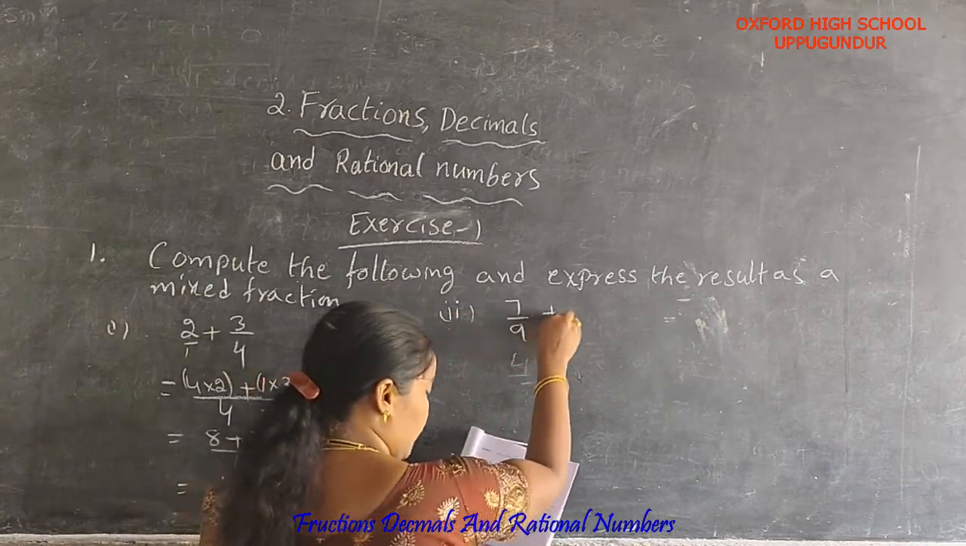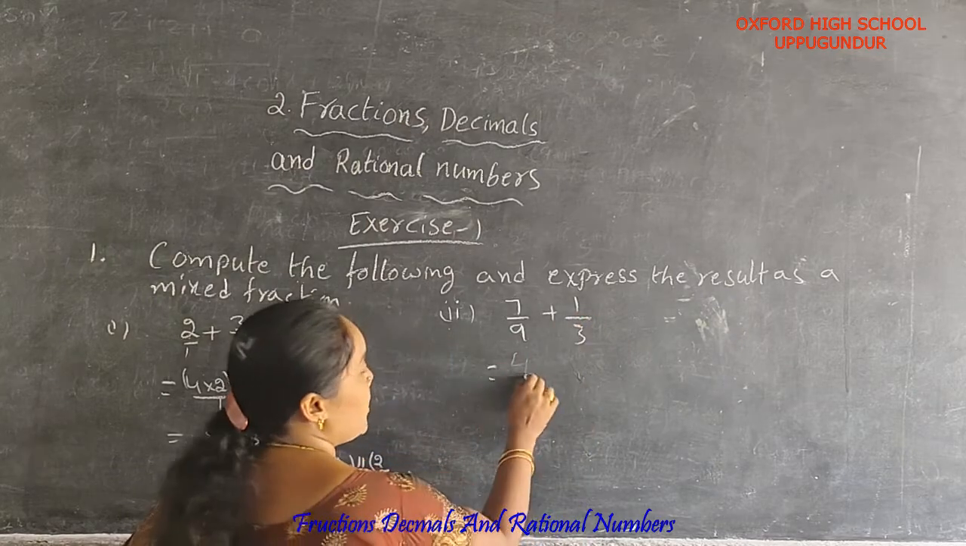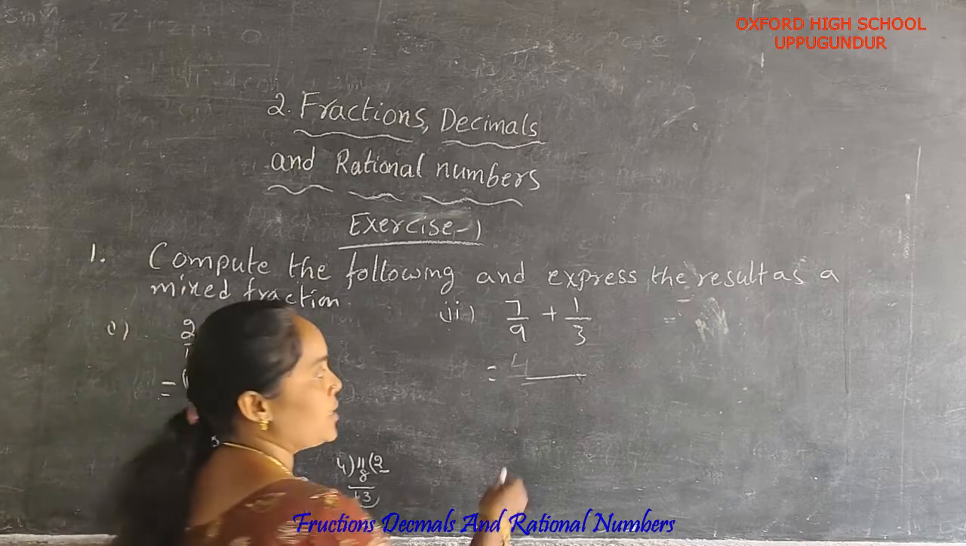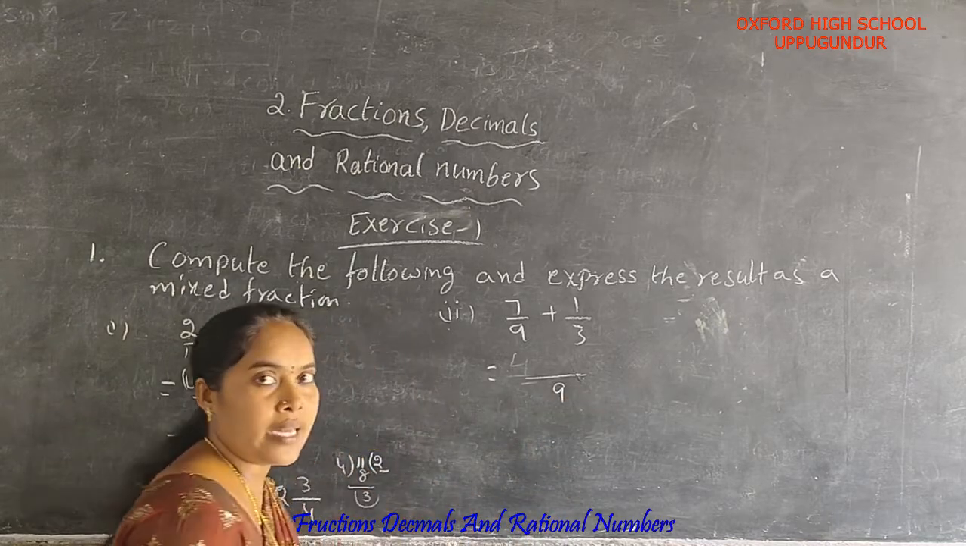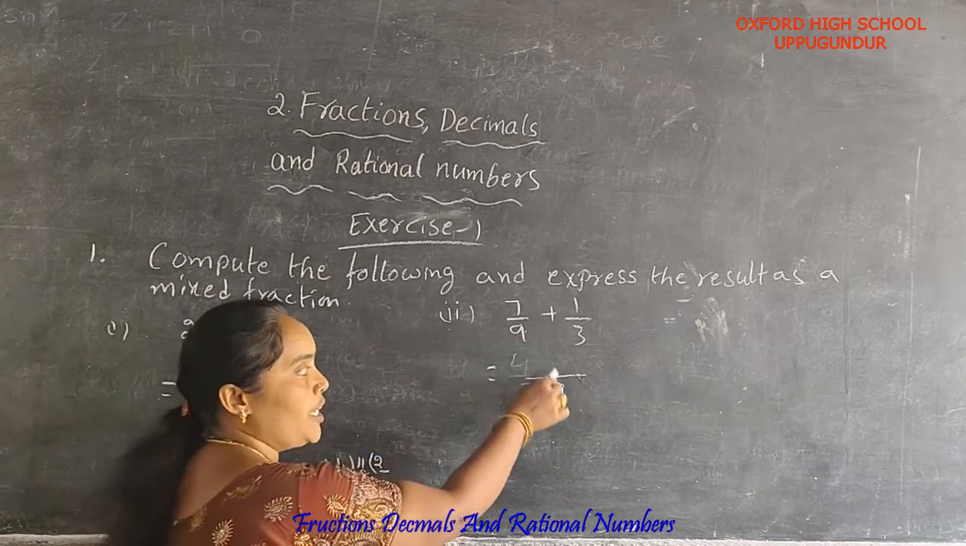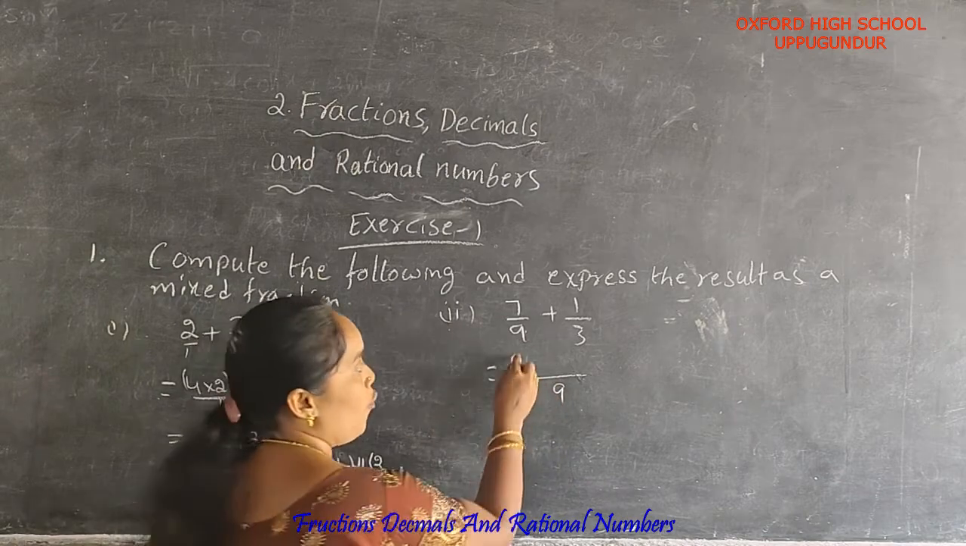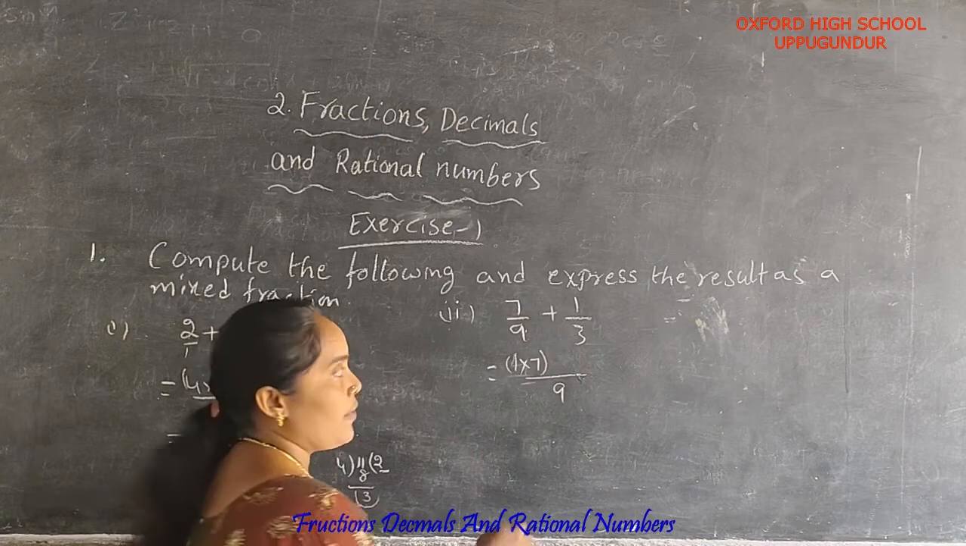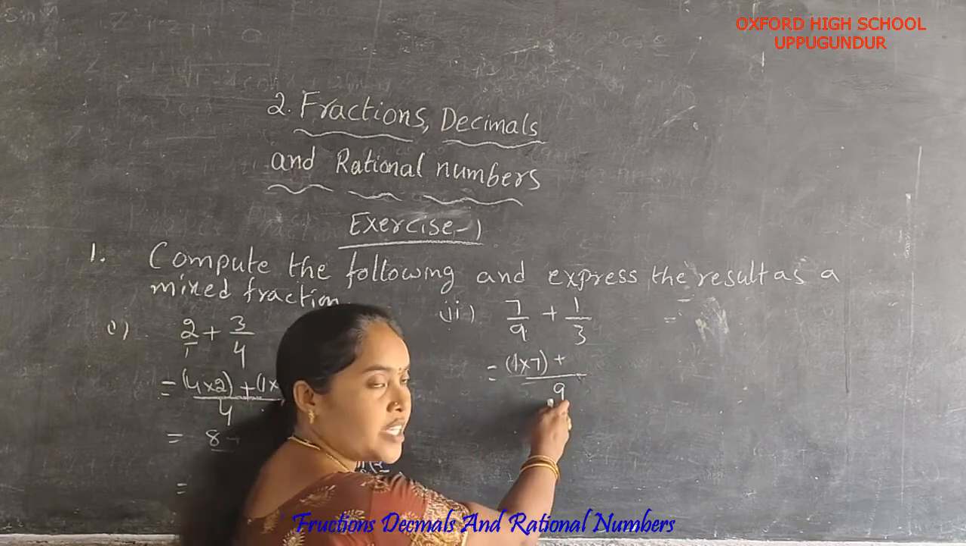7 by 9 plus 1 by 3. The LCM of 3 and 9 is 9. How many times does 9 go in 9? 1 time. 1 into numerator 7, plus, how many times does 3 go in 9?